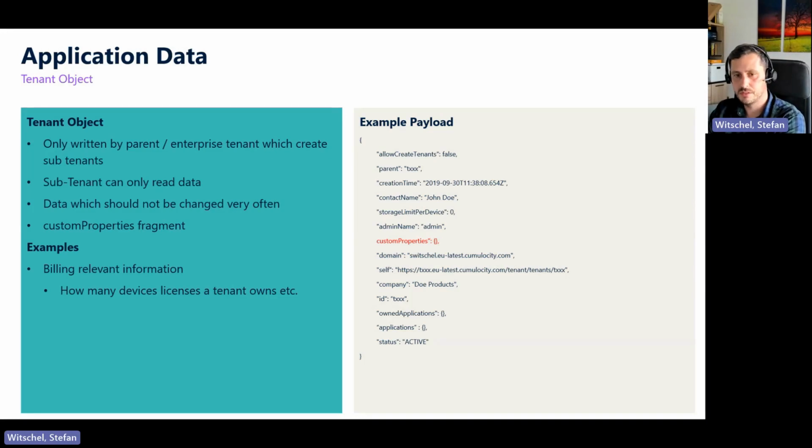A very good example of information which can be stored in a tenant object is billing relevant information, like statistics: how many devices have licenses in a tenant, or how many devices have been created so far in that tenant. All this kind of information can be created, but only from the enterprise tenant, from the parent tenant. The subtenant can just read it and visualize this information. It cannot change these values.